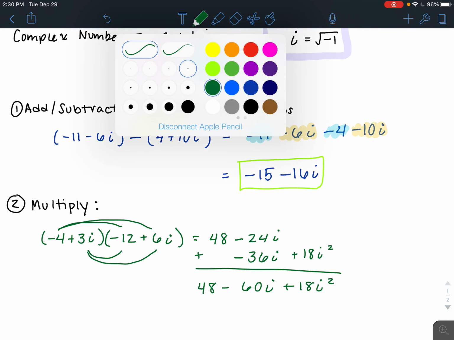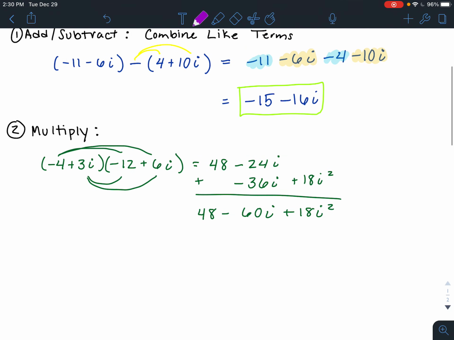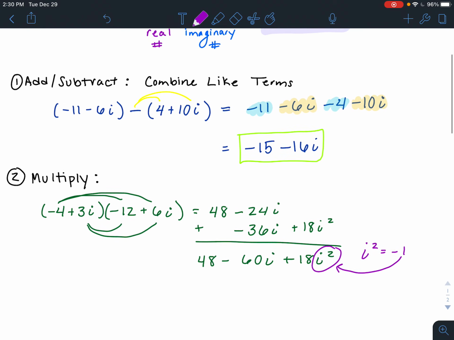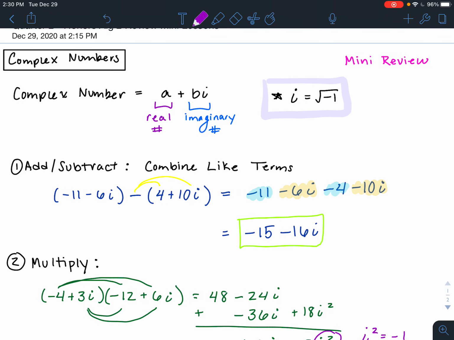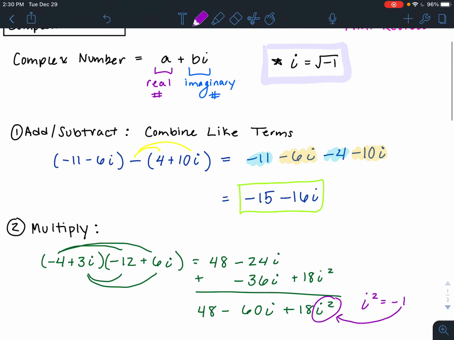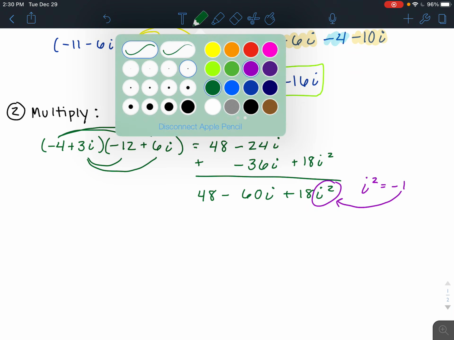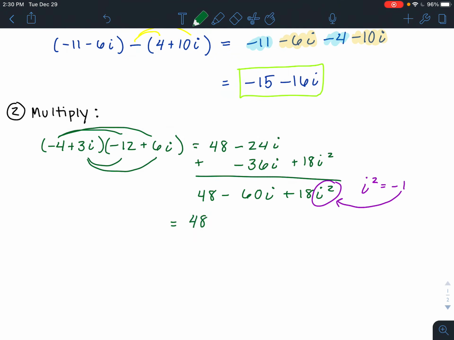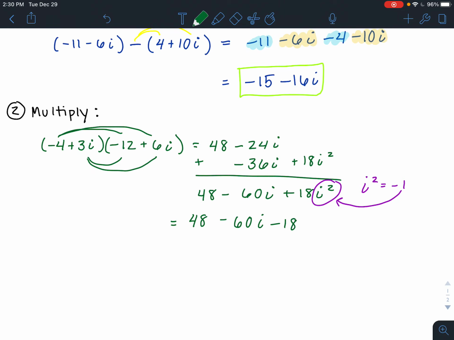So the thing that we want to look out for is that i squared is equal to -1. Anytime we see an i squared in our solution, we never want to leave that as i squared. We want to replace that with the real number definition. And we know that i squared has to equal -1, because the definition of i is that i is the square root of -1. So if you square both sides, you get i squared is equal to -1. So if we do that, we get 48 minus 60i, and then we're going to get 18 times -1, so it's going to turn into -18. And then 48 minus 18 is going to give us 30. So we're going to get 30 minus 60i.